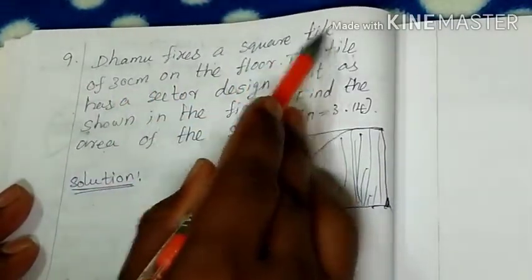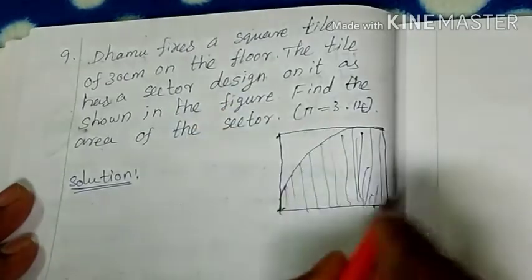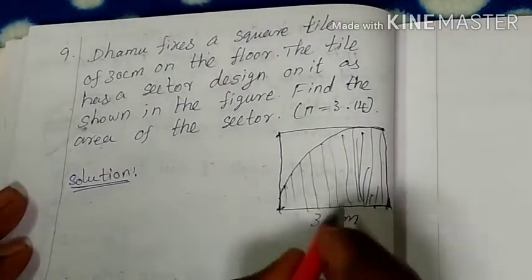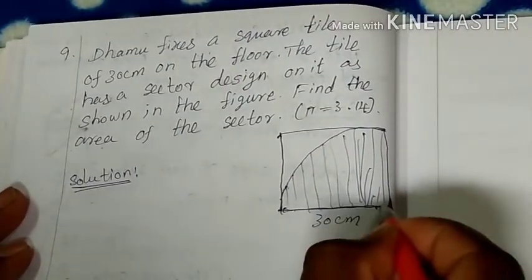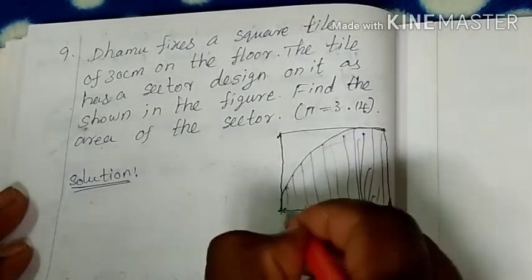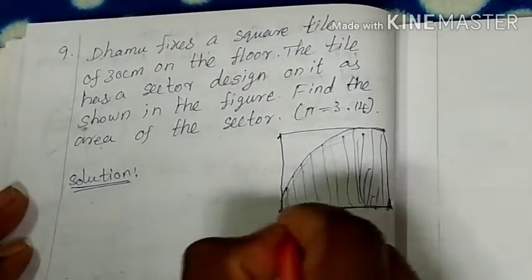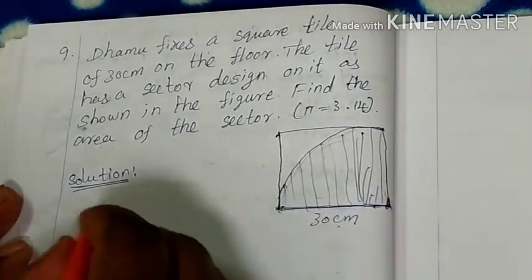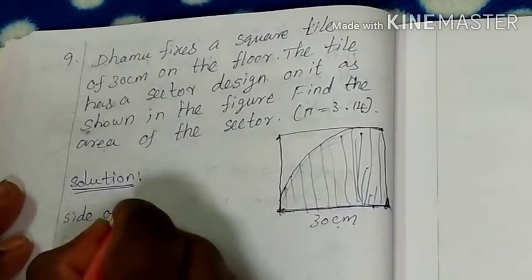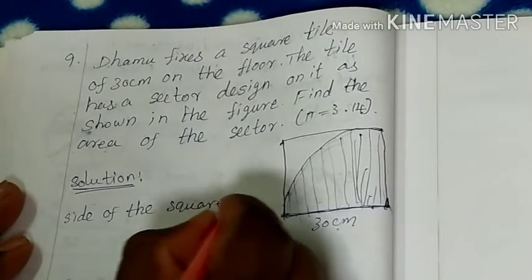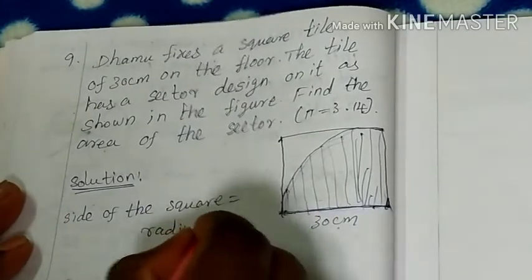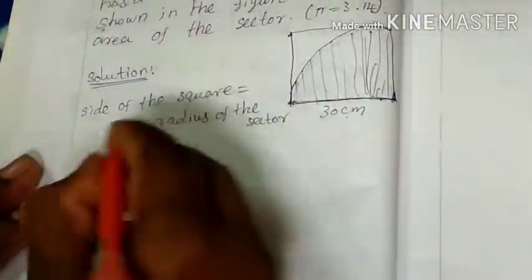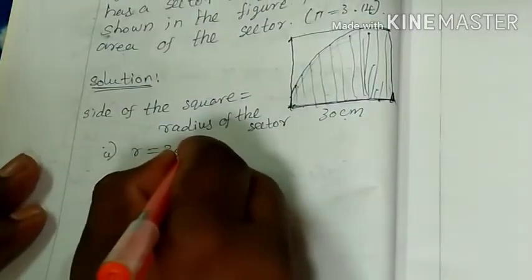Tamu fixes a square tile of 30 centimeter on the floor. The square size is 30 centimeter. So this is the radius of the sector. This is one of the radius. So this is the sector shape. This is the radius of the sector. Is it or not? The side of the square is equal to the radius of the sector. That is R is equal to 30 centimeter.